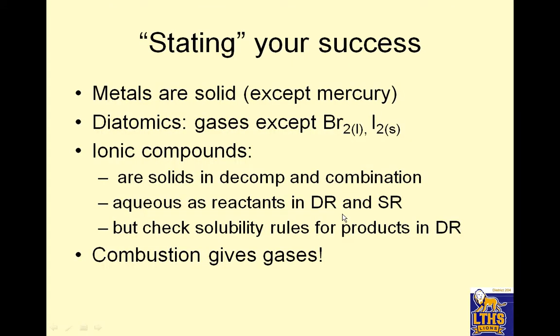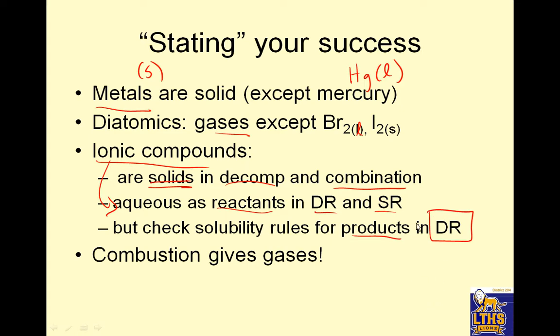Okay. All right. So you have to be able to predict products for all types of reactions. Make sure you know that metals are solid unless mercury, because that's a liquid. Make sure you know your diatomics are gases except that bromine's a liquid and iodine's a solid. Ionic compounds are going to be solids unless when they are in decomp and combination reactions. Ionic compounds are going to be aqueous as reactants in double and single replacement. Ionic compounds are going to be aqueous except in the products for double replacement. Okay, please make sure to know these rules and we'll keep practicing.